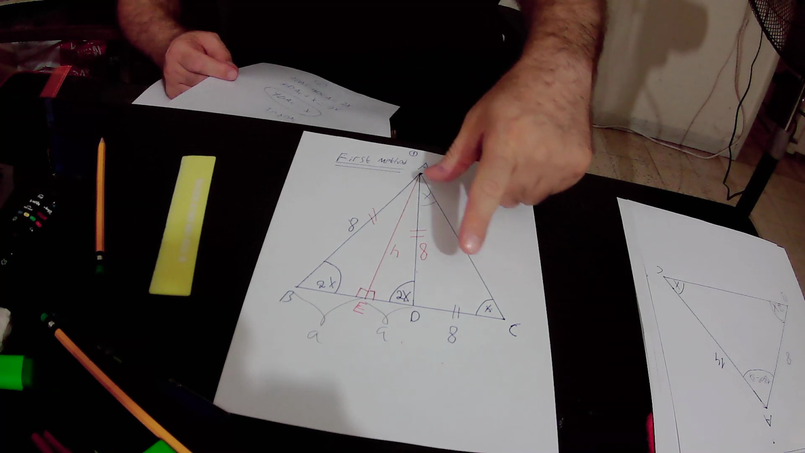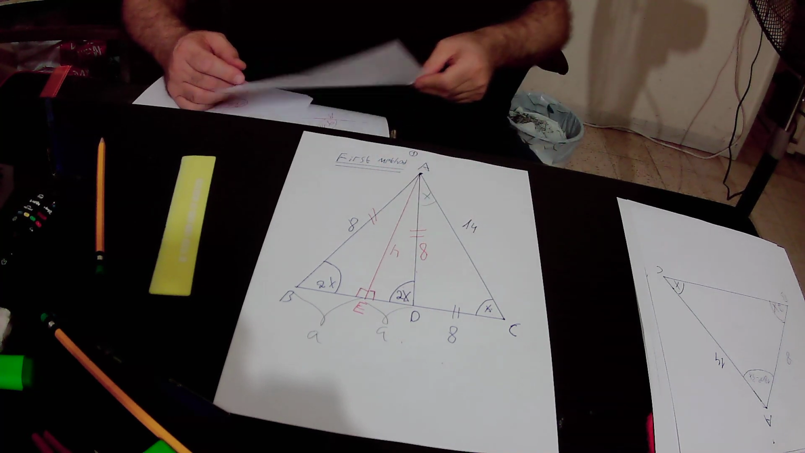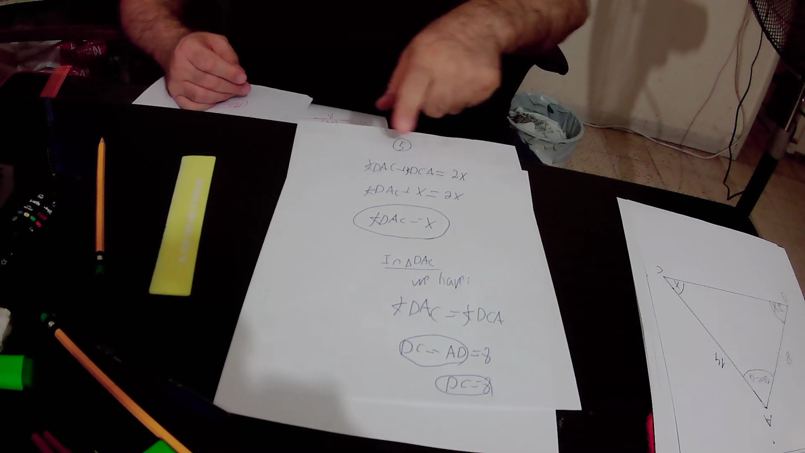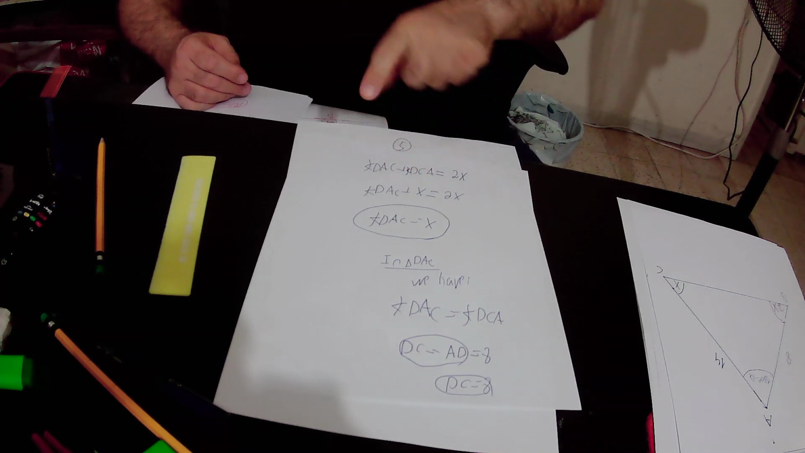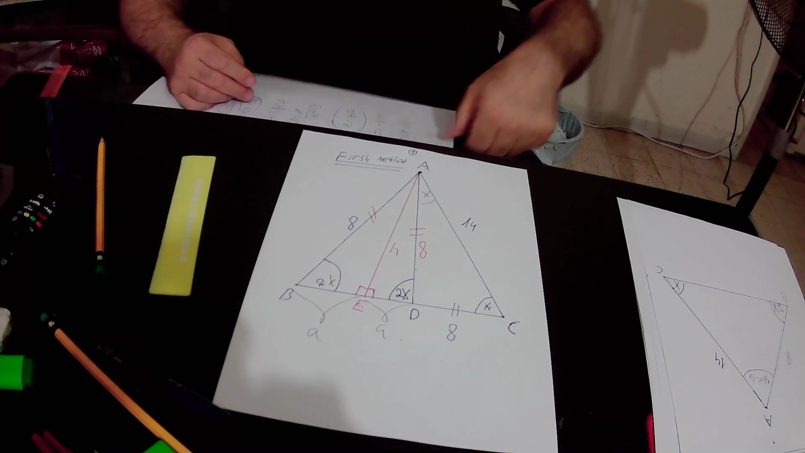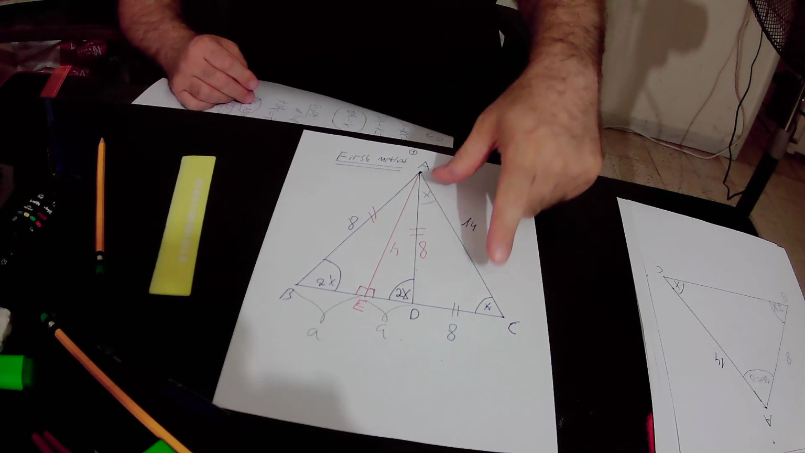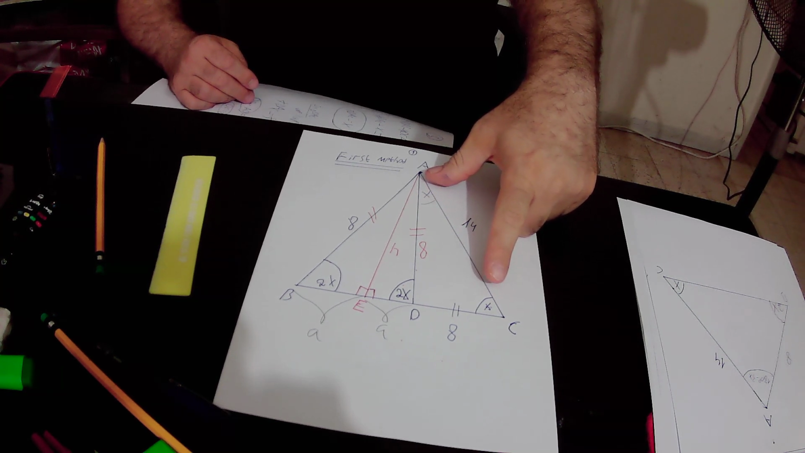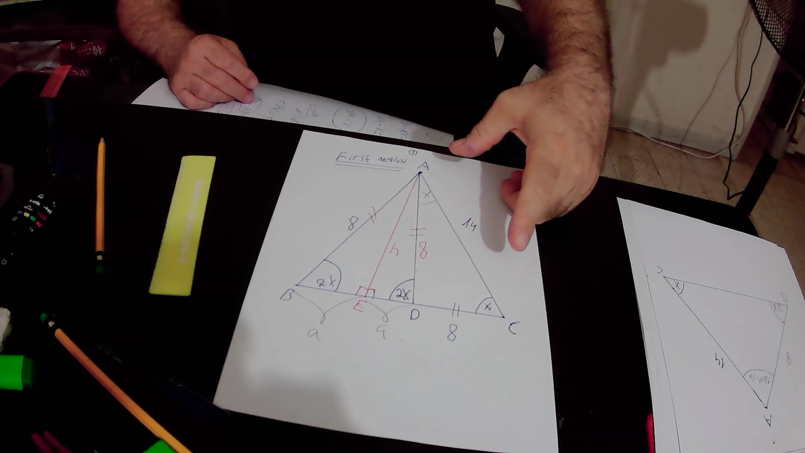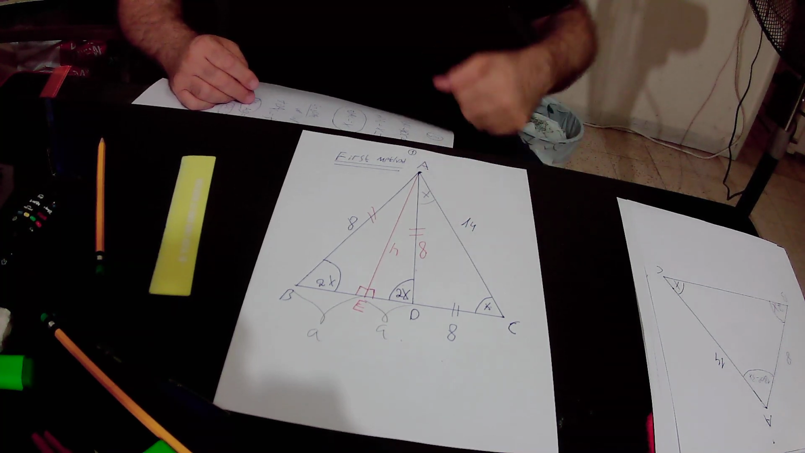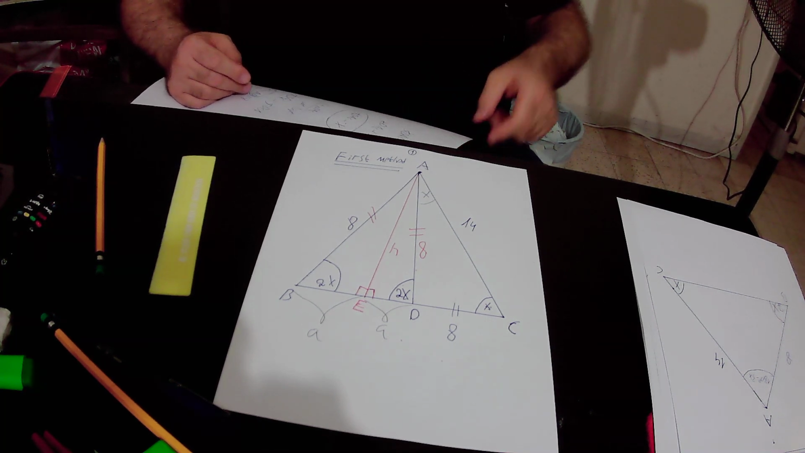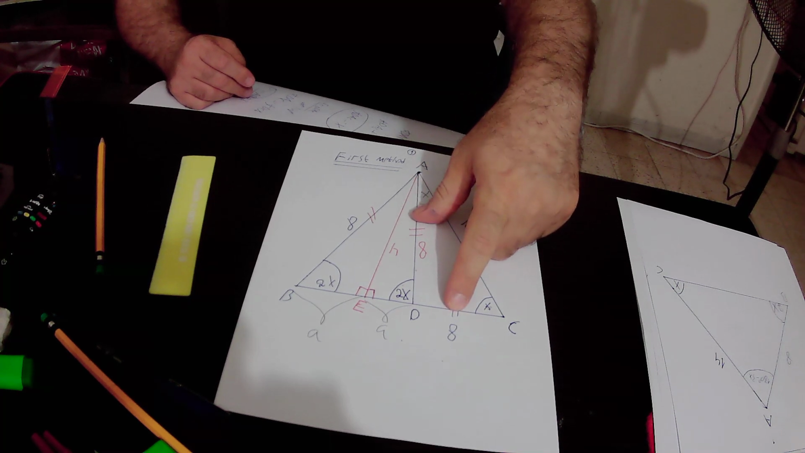The sum of those two angles equals 2x. So here we can subtract x from this equality. We will get that angle DAC equals x. So this angle equals x. So here we have two angles that are equal to each other in triangle ADC. Therefore, triangle ADC is an isosceles triangle. That is to say, those two sides are equal to each other.